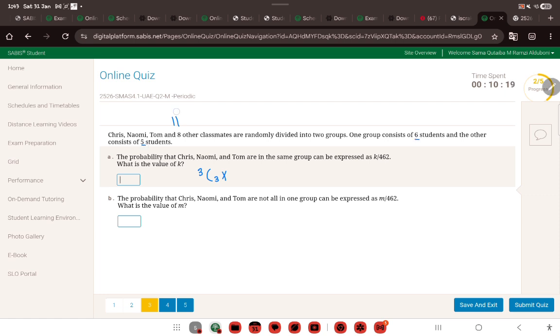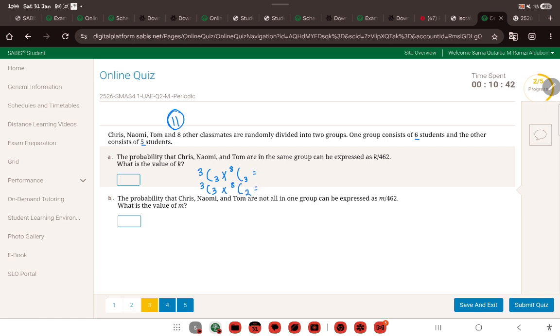So we remove Chris, Naomi, and Tom from the 11. So we do 11 minus 3, which is 8. And we choose 3 more to fill in the group of 6. And then we do another 3 combination 3 to fill in the group of 5. So we do 3 combination 3 times 8 combination 2.